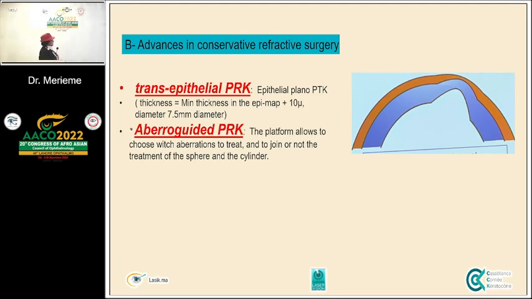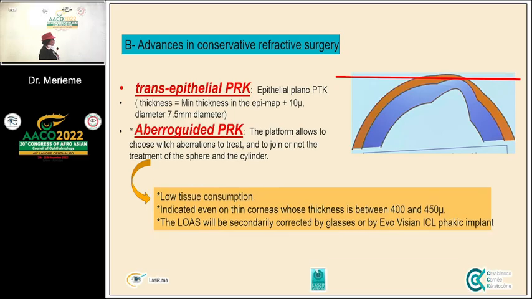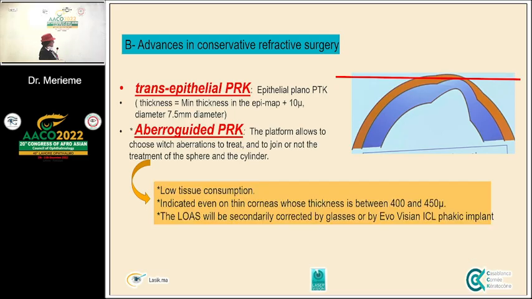We developed transepithelial PRK and the ablated PRK. Dr. Sami has demonstrated the efficacy to just remove the high order aberration, and the visual acuity is very interesting, and we can correct by glasses or by ICL implant in the phakic eye. So with ablated PRK, we have low tissue consumption. We indicate it even for thin corneas, and the low order aberration can be corrected by glasses or by ICL.